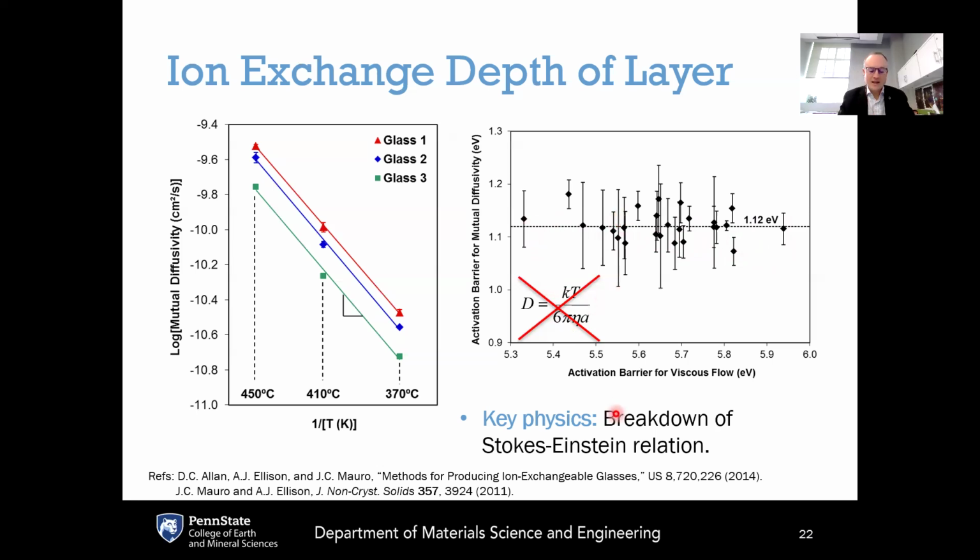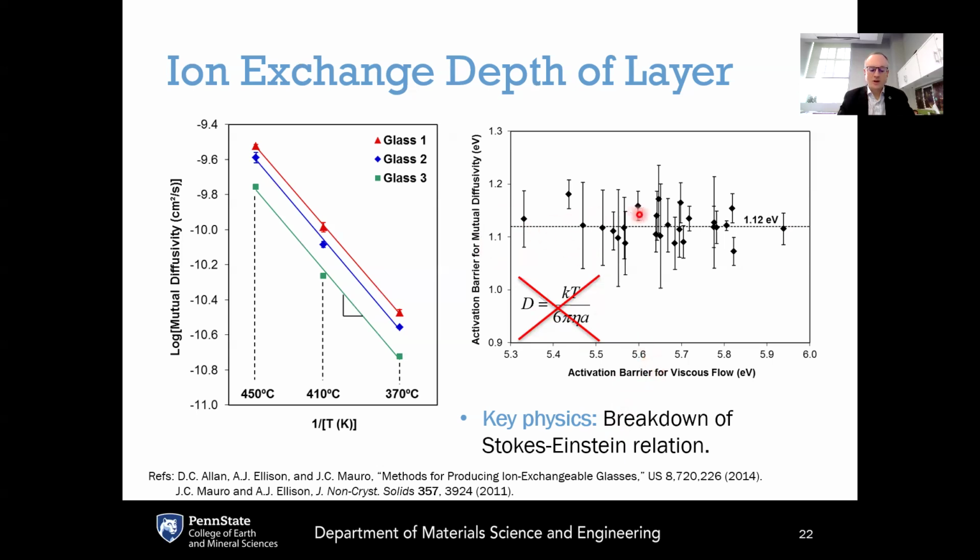And what this is indicating is that some of the key physics here governing the ion exchange process is the breakdown of the Stokes-Einstein relation. The Stokes-Einstein relation would relate the diffusion process to viscous flow by assuming the same underlying physics govern both processes. If the Stokes-Einstein relation were true, then the activation barrier for diffusivity and viscous flow would be the same.